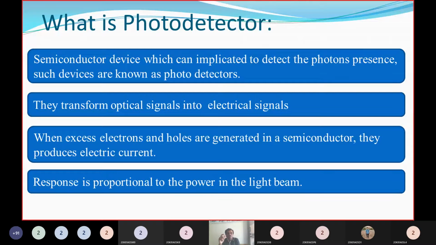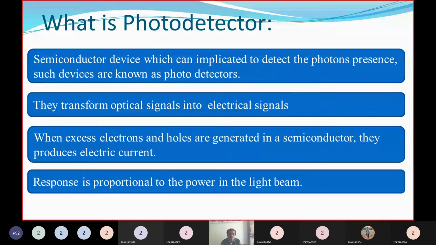Why? Suppose the incident light has less energy. That energy is absorbed, but the covalent bond does not break, so the electron will not move from the valence band to the conduction band. Because that energy is less, there is no flow of current in the external circuit. That's why the photodetector does not work.